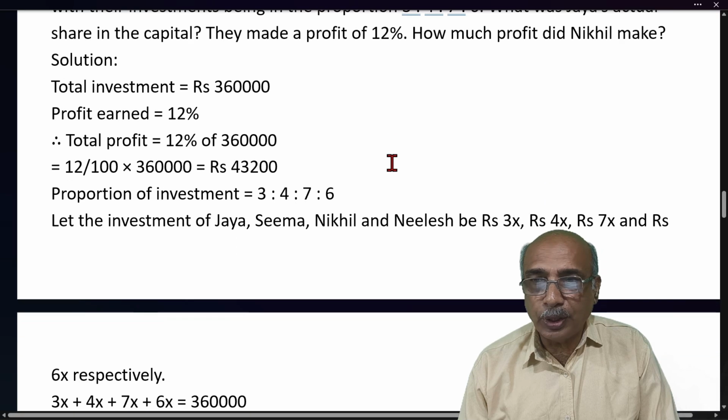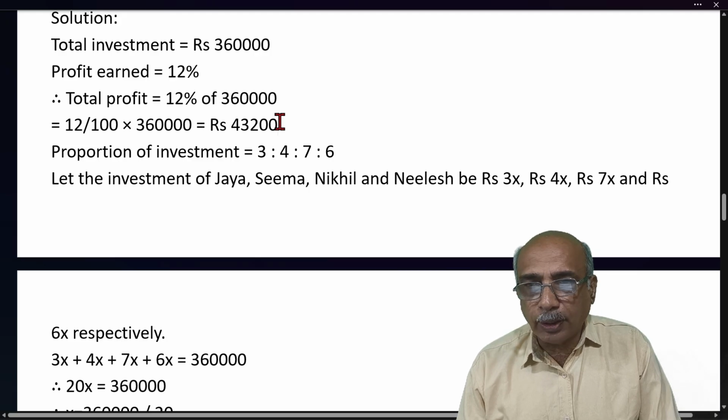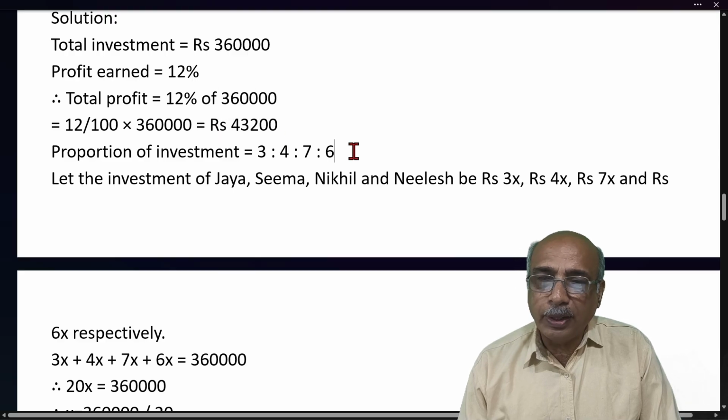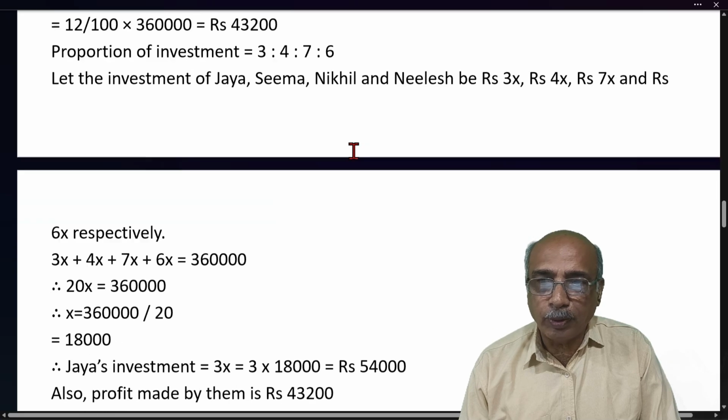Here is the solution. Total investment is rupees 3,60,000. Profit earned equals 12%. Therefore, total profit is 12% of 3,60,000 equals rupees 43,200. Proportion of investment equals 3:4:7:6. Let the investment of Jaya, Seema, Nikhil and Nilesh be rupees 3x, 4x, 7x, 6x respectively.